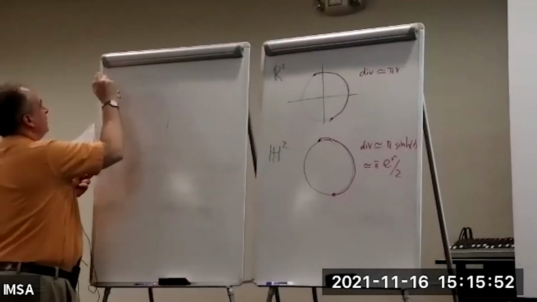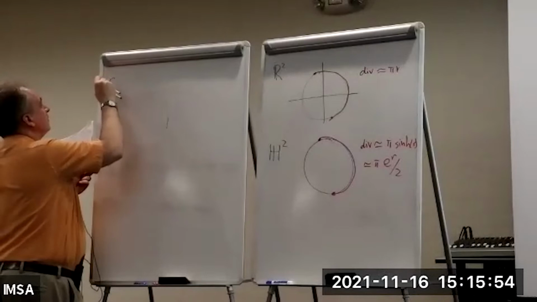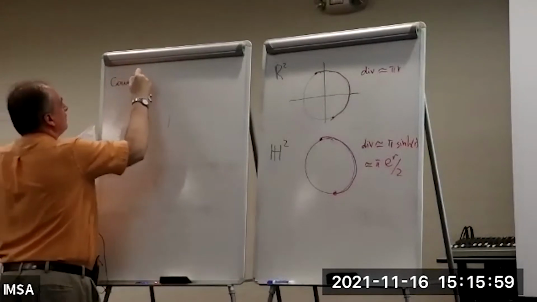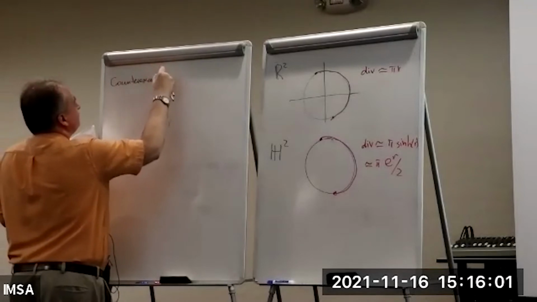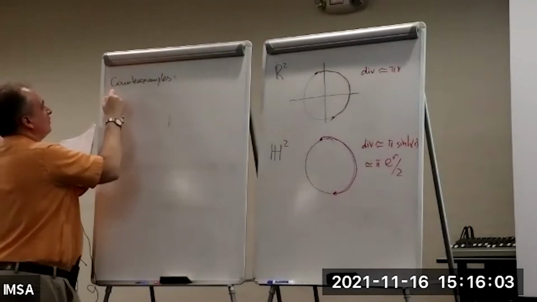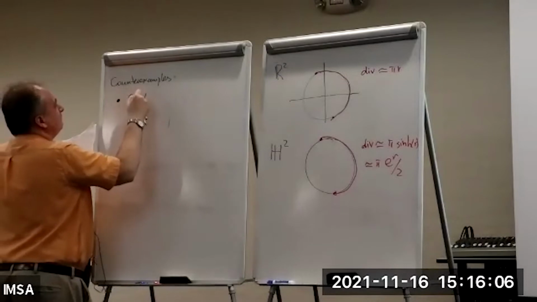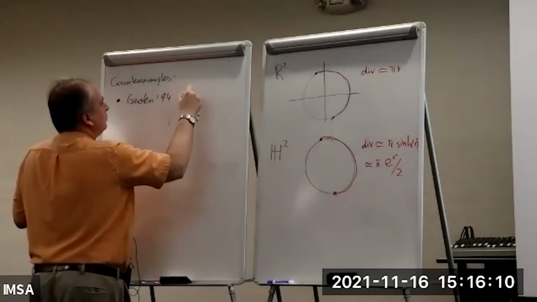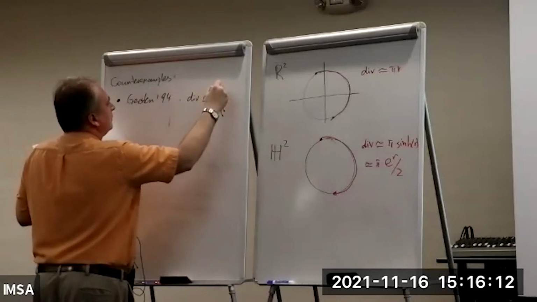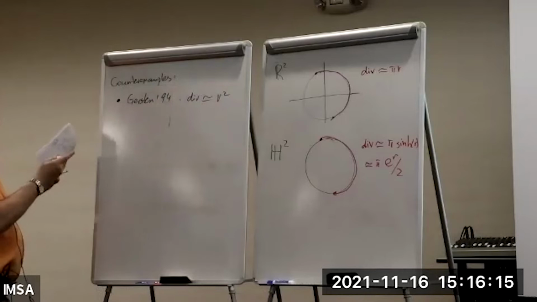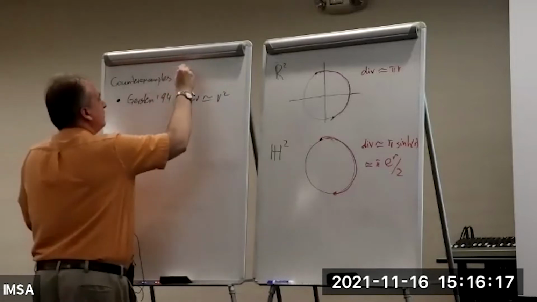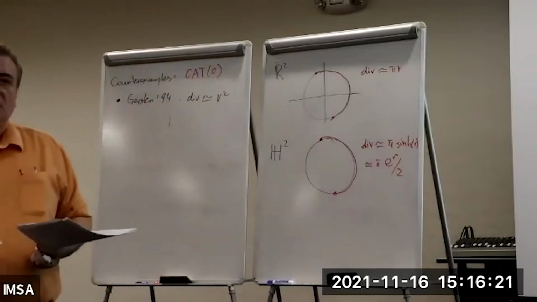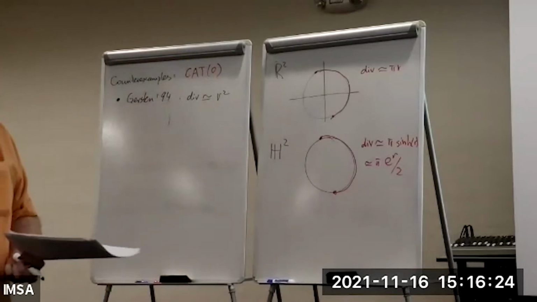Gersten in 1994 came up with a group with divergence R squared. So these are all CAT(0) examples. So here the metric space is the Cayley graph? Yes, we can say so.